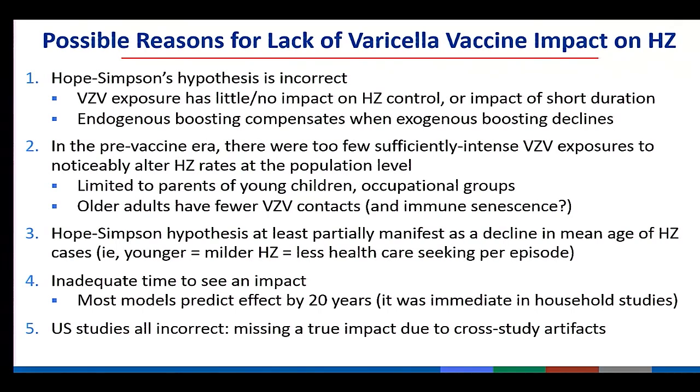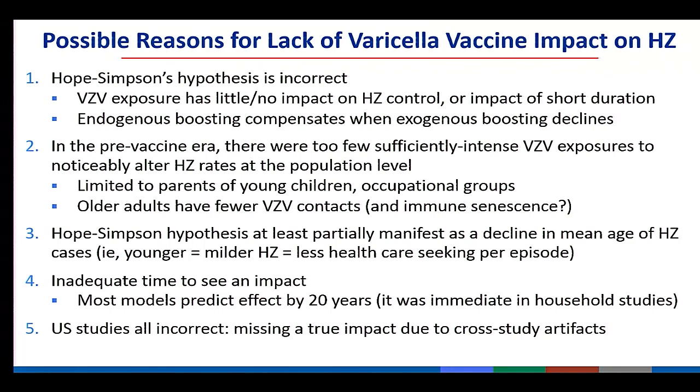Third, perhaps Hope Simpson's hypothesis partially manifests as a reduction in the mean age at development of zoster due to less exogenous boosting. Zoster tends to be milder in younger adults, so they may be less inclined to seek care, masking any effect. It would be hard to rule out that possibility, but there's also no evidence to support that it's true, and there's soft evidence to suggest that it's not likely.